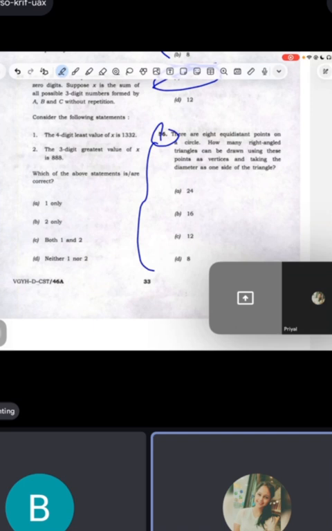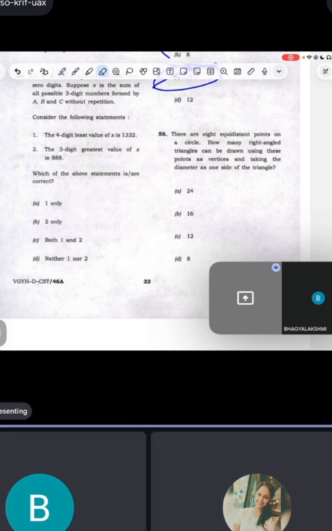There are eight equidistant points on a circle. How many right angle triangles can be drawn using these points as vertices and taking the diameter as one side of the triangle? Guys, there is a catch. Priyal, first make me understand, what do you mean by this question actually? Because it is important to understand the question first, because the question is somewhat difficult.